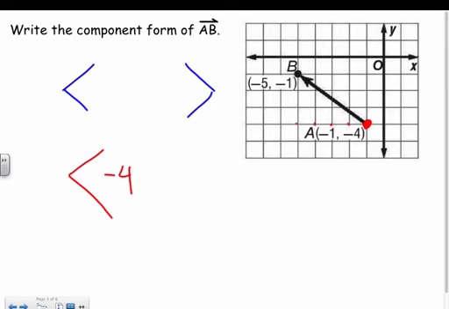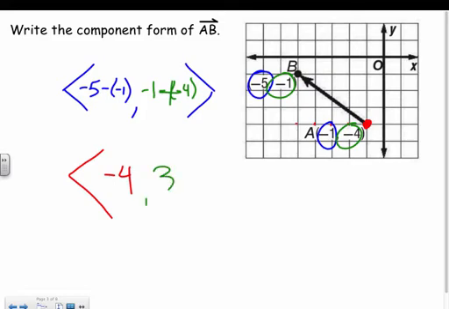And if I subtracted, I should always subtract from where it ends minus where it began. So for my x direction, I should take -5 minus -1, which in that case is -4. So that works out. And if I did the y's, well, let's subtract first. So where did it end? It ended at B, so -1 minus -4, which is really what? -1 plus 4.